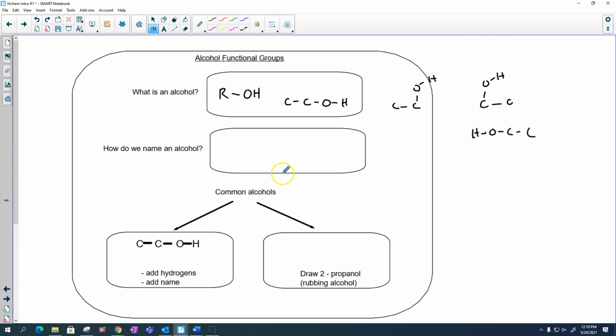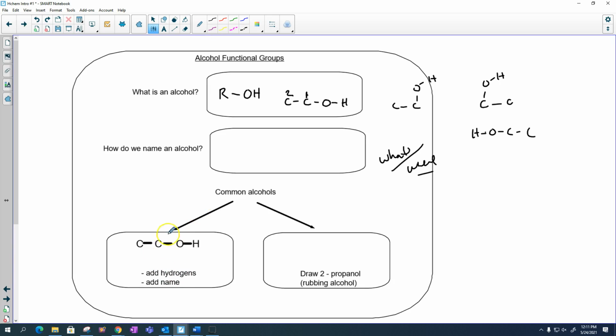How do we name alcohol? This is an example of a functional group, and we really want to tell what's there and where it is. If it's on the end, we might not even tell where it is, which insinuates that it's on the end. But we number our carbons again. This is my first carbon. This is my second carbon. So this is going to be called the name of this thing.